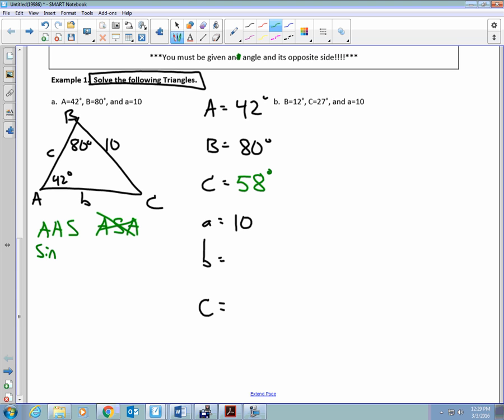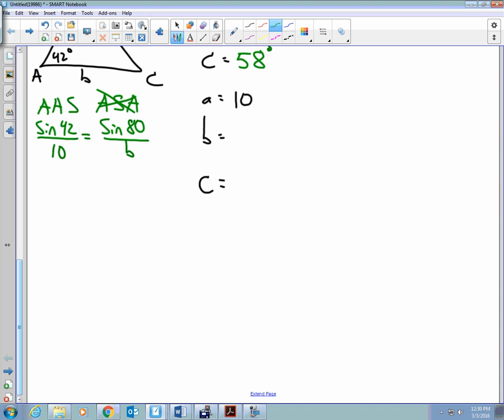So I set up sine of 42 degrees divided by its opposite side. If I didn't have its opposite side, I'd be in trouble. That's another lesson on a different day. That's equal to the sine of 80 divided by b. So you can see I have one variable that I'm now going to solve for. I cross multiply. B sine of 42 is equal to 10 sine of 80. Divide by sine of 42.